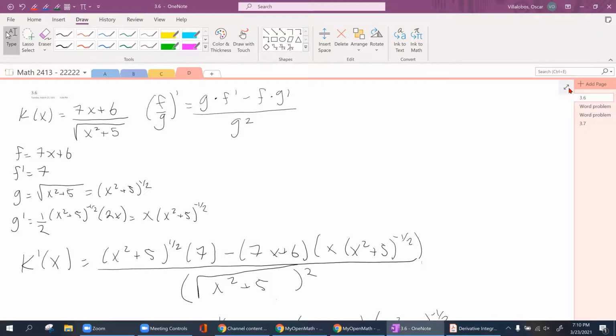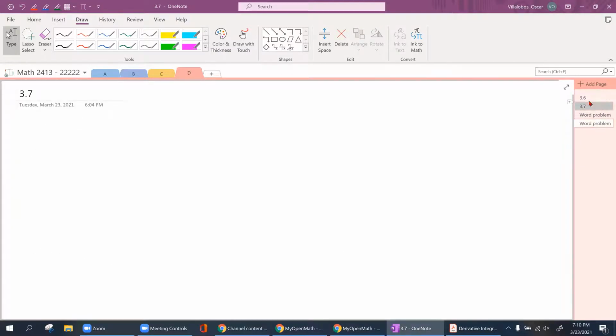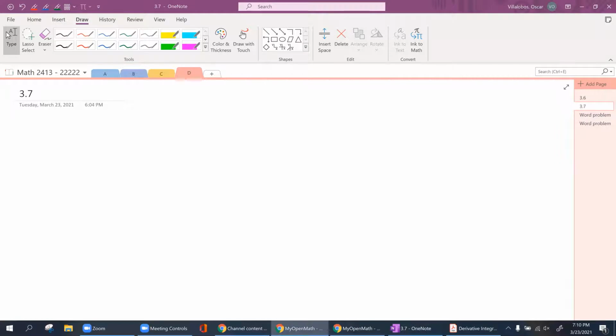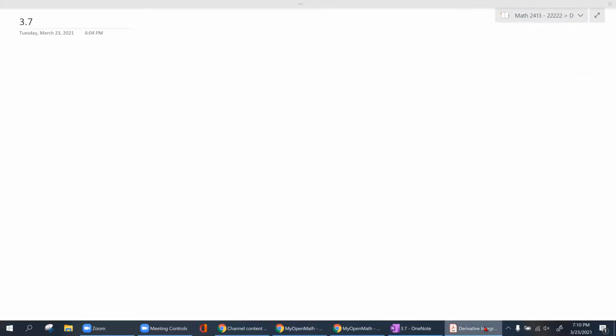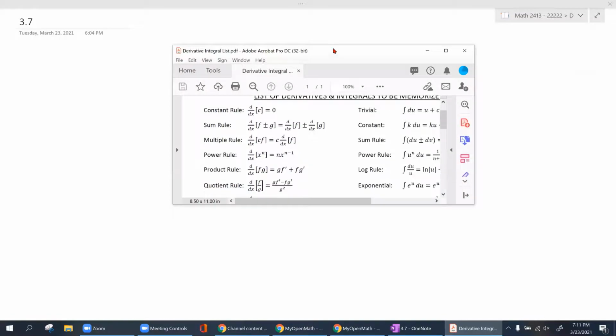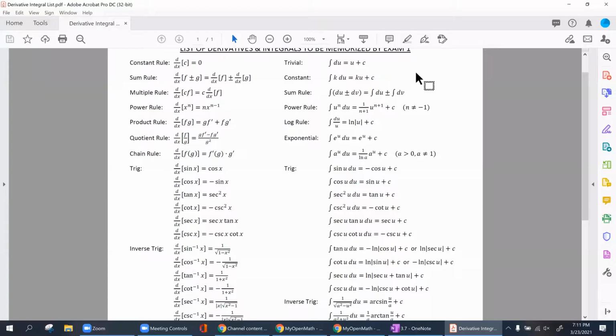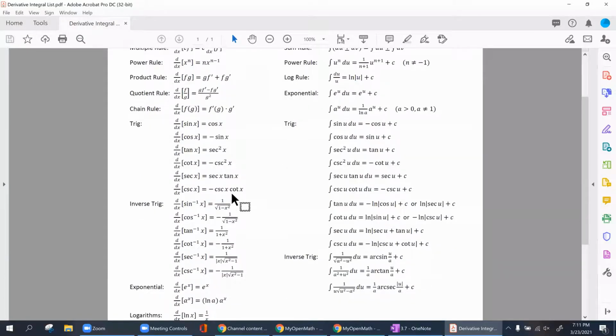So this concludes 3.6. We're going to go ahead and go to 3.7. We're here, and we're going to get started with some inverse trig functions. Specifically, you want to look at your list. For this section, we're going to be focused on this part here, the inverse trig functions.